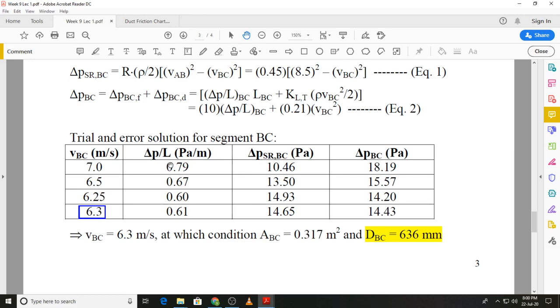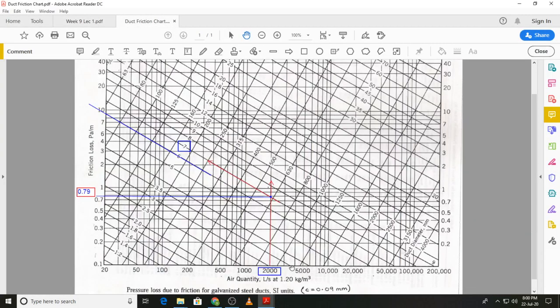The volume flow rate remains unchanged, that was 2000 liters per second, and I've already marked these values over here. So you can see at 2000 liters per second and at 7 meters per second, the intersection of these two lines will provide us with the value of the friction factor from the friction chart, and this is just under 0.8, so I've used a value of 0.79.